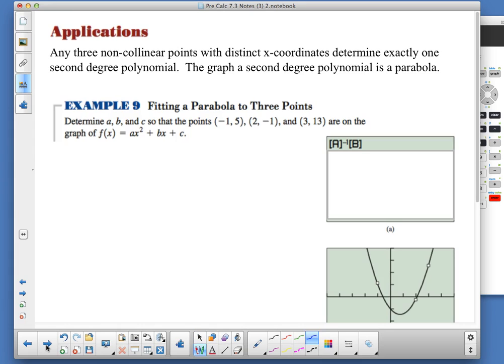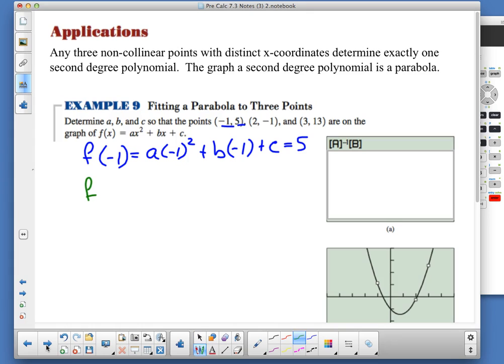The graph of the second-degree polynomial is a parabola, so it's going to be either up or down. But keep in mind, I gave you 3 combinations of x and y. So how do we do this? Well, if I go f of -1, I'm talking about a times -1 squared, plus b times -1, plus c, and this would return a 5. Are you okay with where I got that relationship? When I put -1 in for x, I get out a 5. I'm going to use this information to solve for A, B, and C.